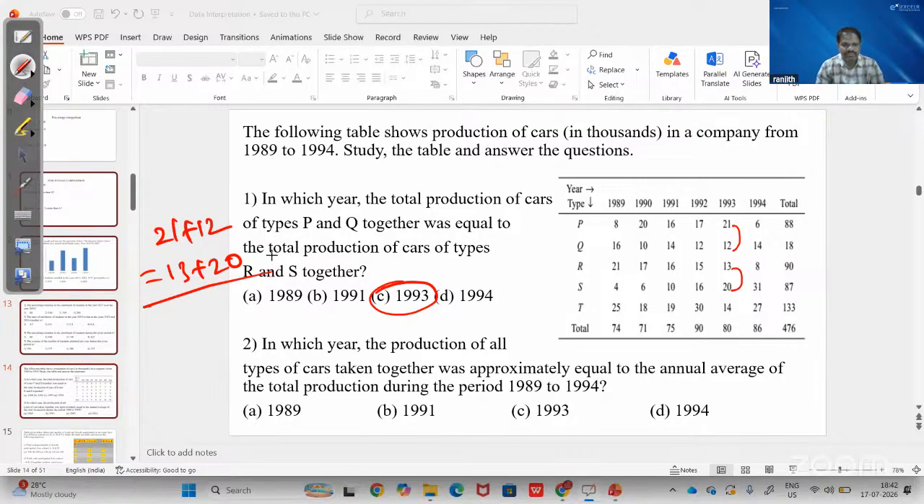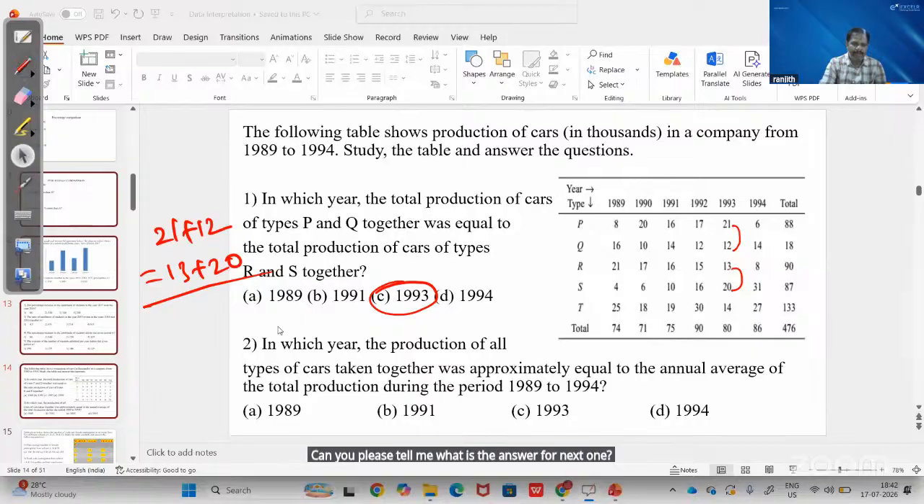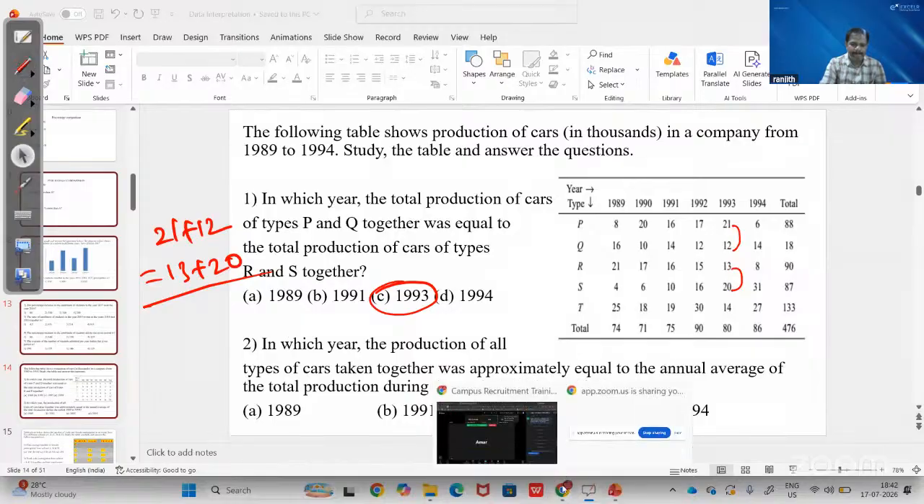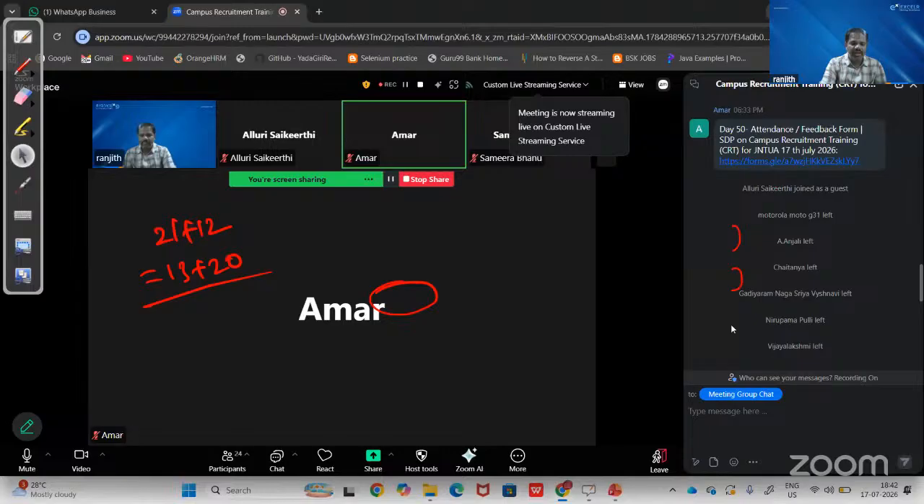Next question. Can you please tell me the answer for the next one? Anyone? Can you please tell me the next one's answer?